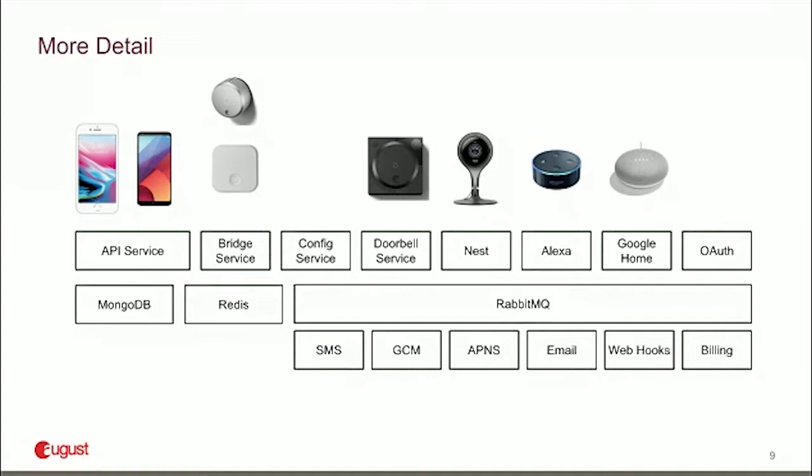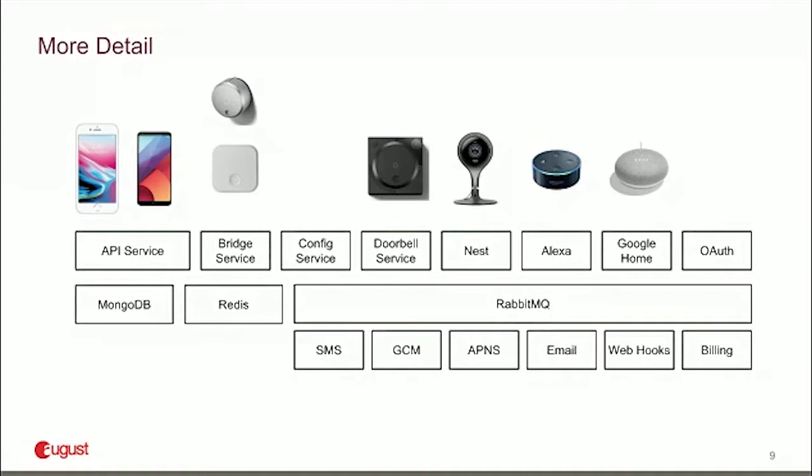Although I think with Google, it's only locking the door. With Alexa, you can unlock the door using a PIN. So nobody can stand outside your house with a megaphone and say, unlock the door. And then lastly, we have the OAuth service that, basically, for anyone who's trying to connect an external service to August, this is how that happens.